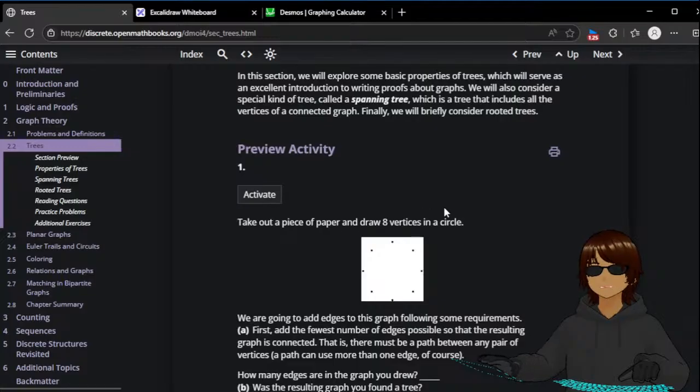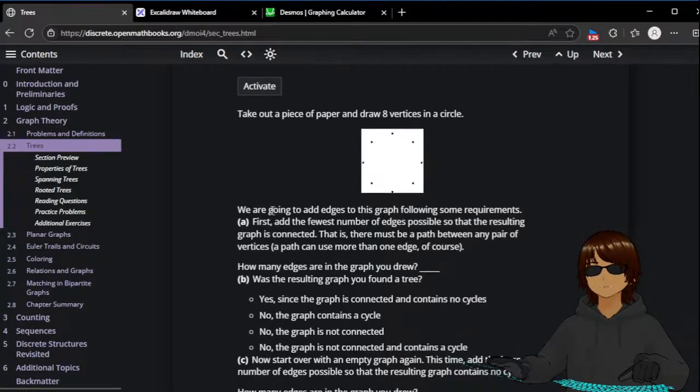Take out a piece of paper and draw eight vertices in a circle. We are going to add edges to this graph following some requirements. First, add the fewest number of edges possible so that the resulting graph is connected. Okay, so I'll just start from here, connect them in a circle all the way around, making a loop. That is, there must be a path between any pair of vertices. How many edges are in the graph you drew?